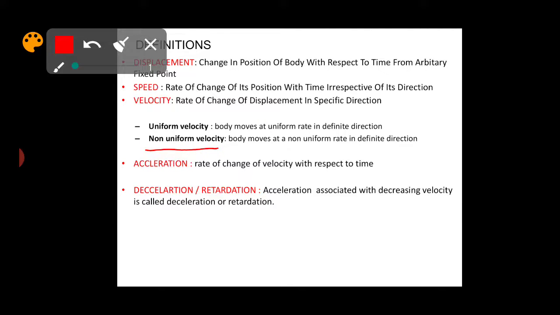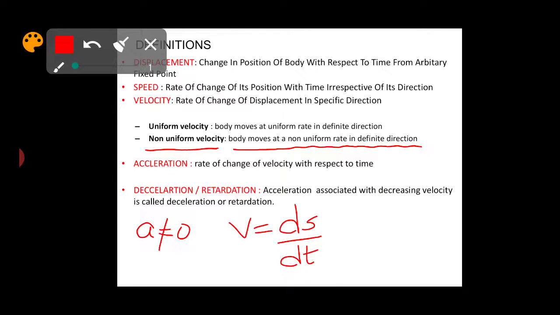Similarly, non-uniform velocity is one where body moves at a non-uniform rate in a definite direction. When I say the body is moving at a non-uniform rate, it means that the acceleration A is not equal to 0, and velocity V is given by ds upon dt. Given by V is equal to ds upon dt.